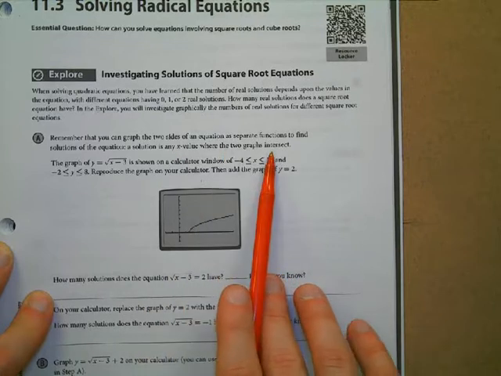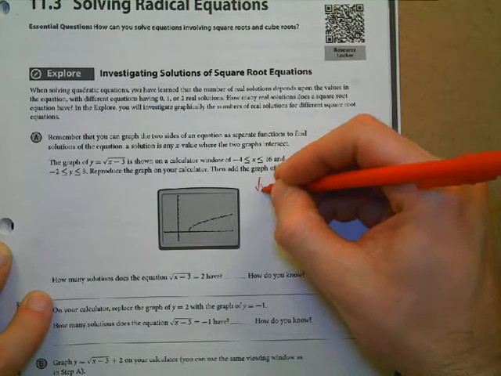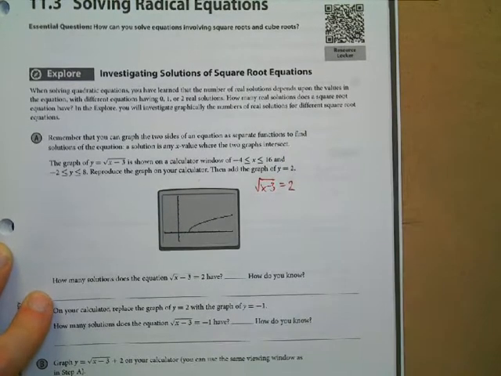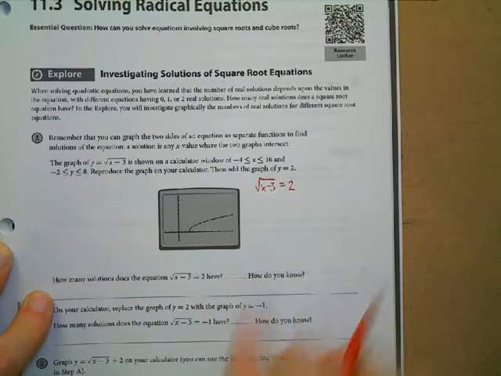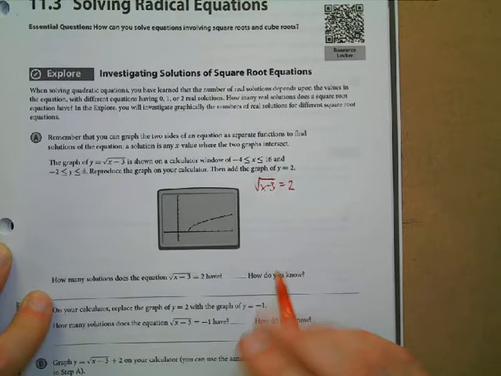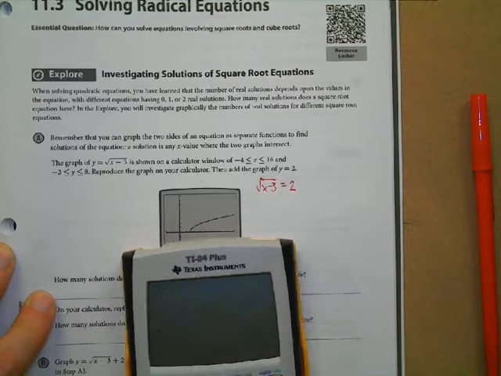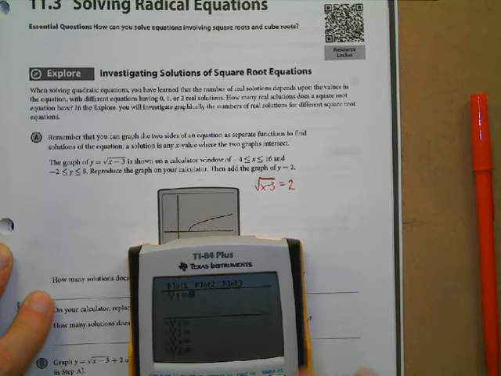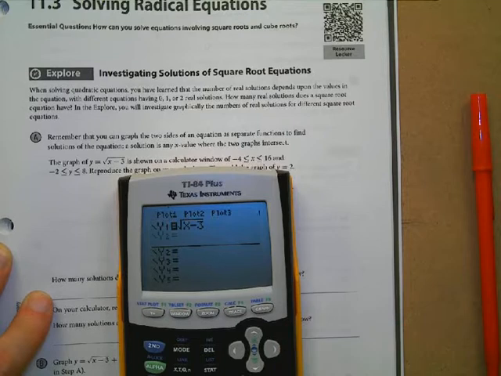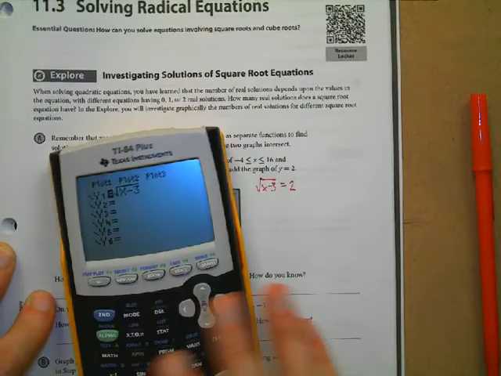So let's go to our graphing calculators here. This is one way we can use to solve these. Okay, we'll do the square root of x minus 3, and then 2. Hit graph. Ooh, my window's way off there. There we go. So there's the square root of x minus 3, and then there's the graph of 2. So how many solutions does it look like this equation is going to have?